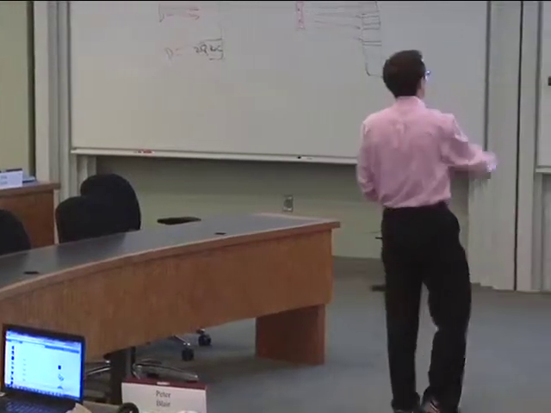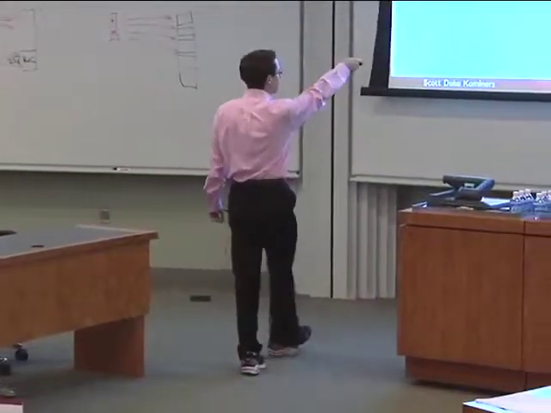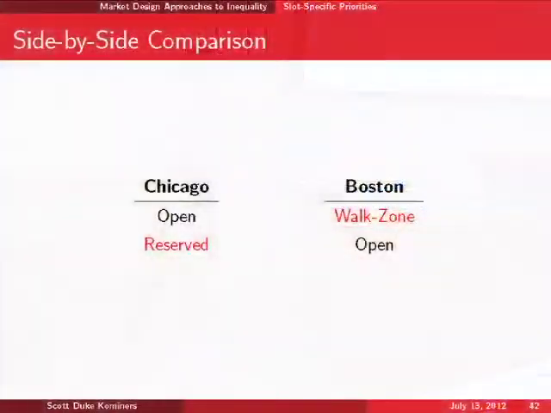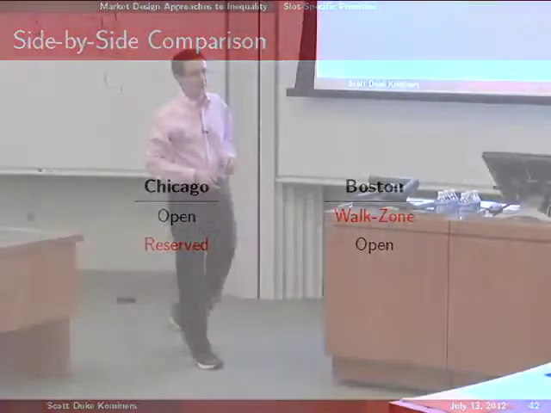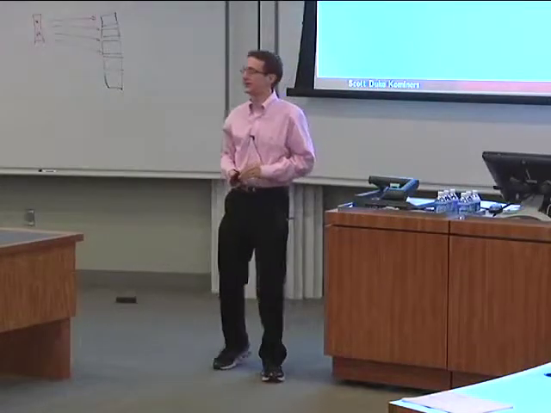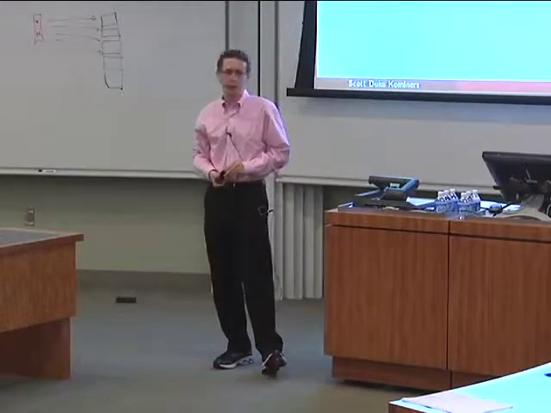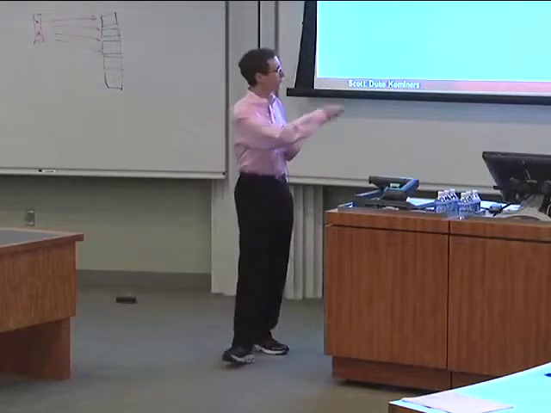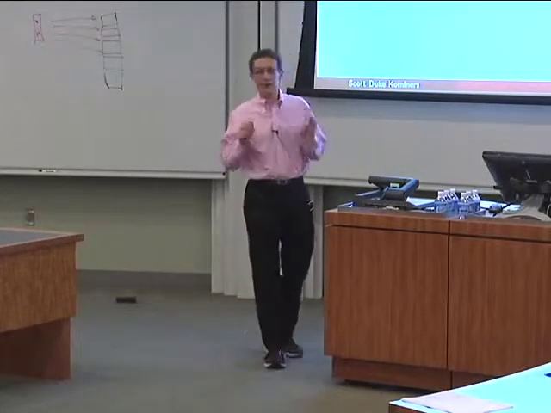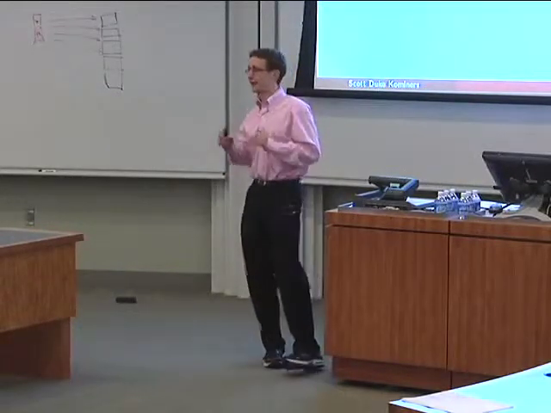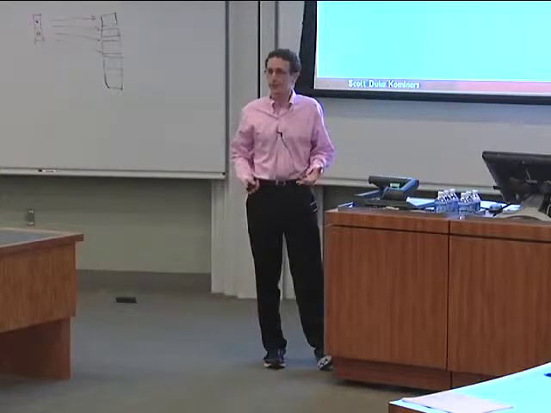Well, here are their two mechanisms side by side. Chicago fills the open slots and then the reserve slots. Boston fills the walk zone slots and then the open slots. So we've just seen that filling the reserve slots last favors the minorities. Here, filling the walk zone first is actually disfavoring the walk zone students. So in Boston, they have affirmative action for walk zone students, and their bias is going against at least their stated policy goal.